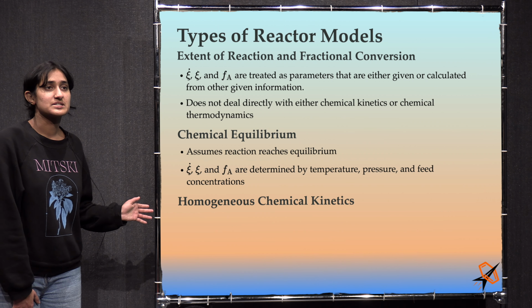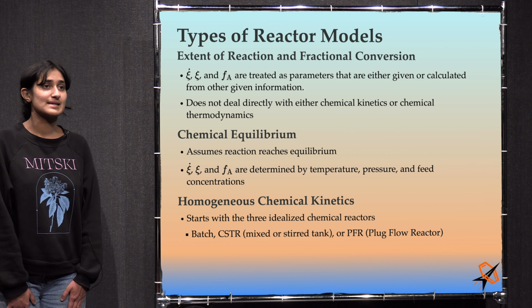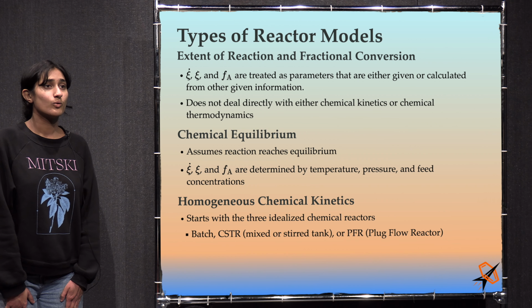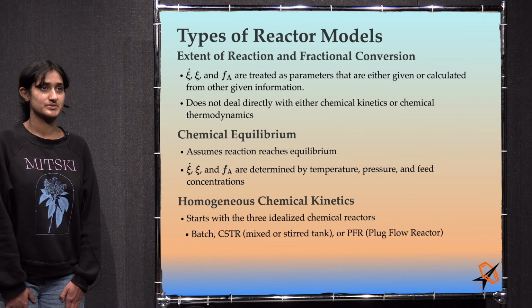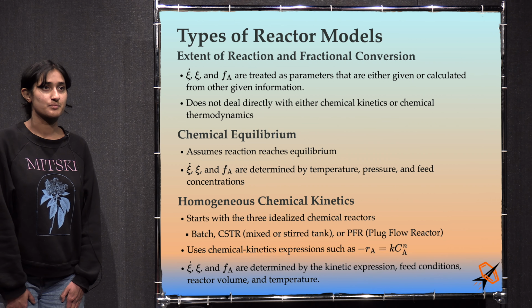3. Homogeneous chemical kinetics models. Use chemical reactor kinetics models, such as batch, CSTR (mixed or stirred tank), or plug flow reactor (PFR) models. These use chemical kinetic expressions, feed conditions, reactor volume, and temperature.